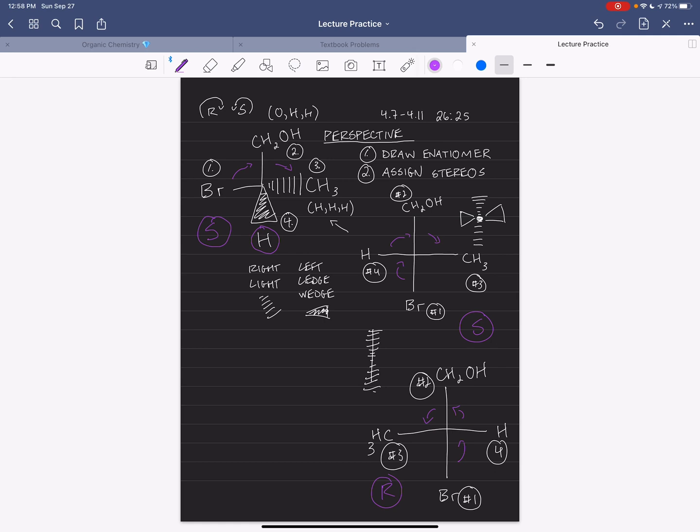And I may not ask you all the little steps. I may give you this perspective formula, and the question will say, which of the following is going to be the enantiomer of this starting material? So starting is A. You're going to pick the compound B here on the right as the enantiomer of the perspective formula A.